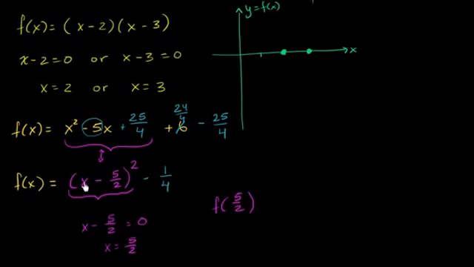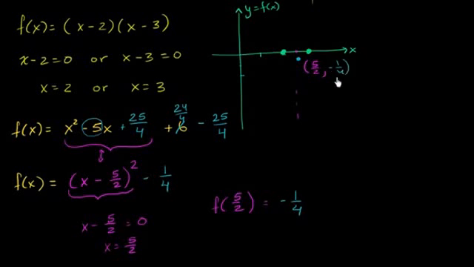When x is equal to 5 halves, this term right over here becomes 0. 0 squared, 0, you're just left with negative 1/4. So another way to think about it is our vertex is at the point x equals 5 halves, y equals negative 1/4. So x equals 5 halves, that's the same thing as 2.5. So x equals 5 halves, and y is equal to negative 1/4. So negative 1/4 would be something like that. So that right over there is the vertex. That's the point 5 halves, comma, negative 1/4.